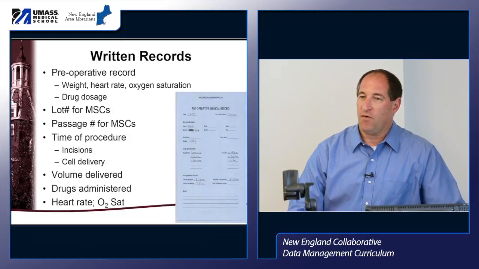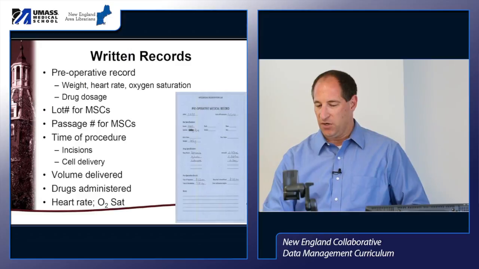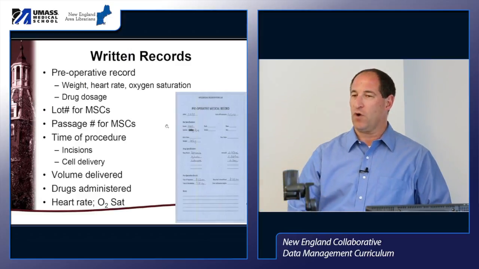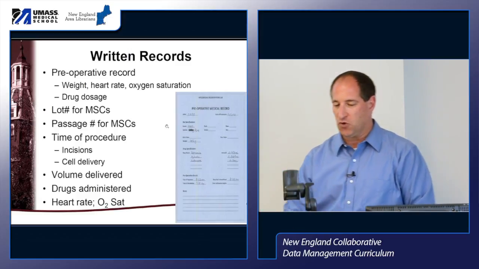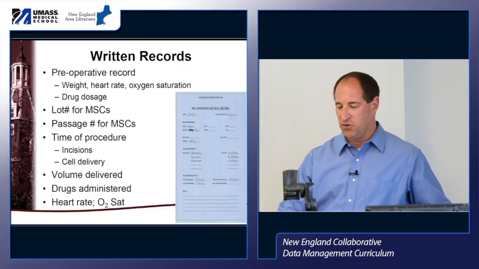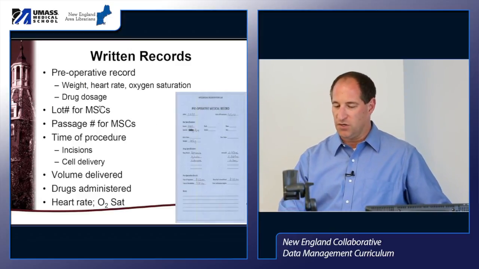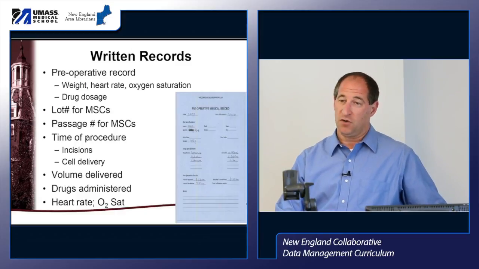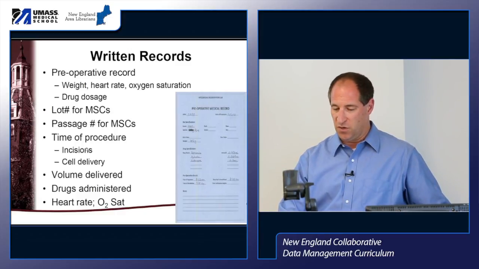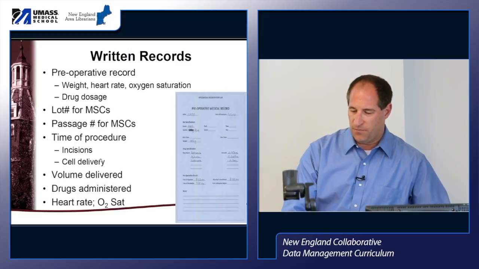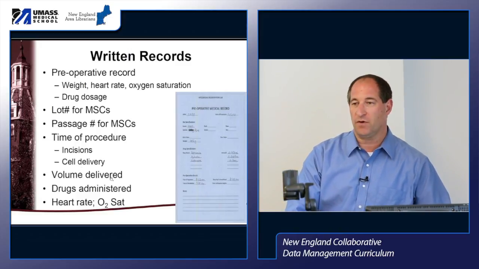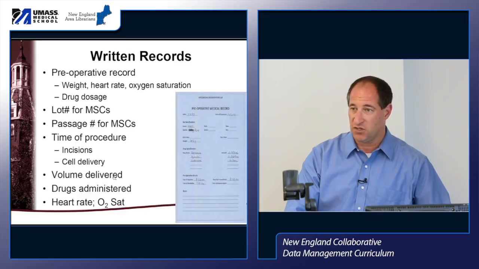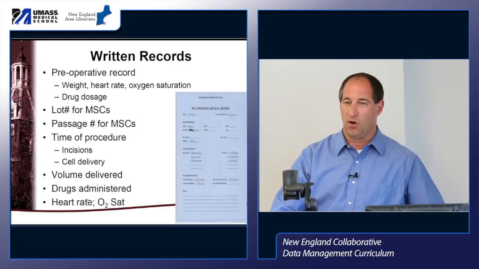In addition, we have written records. For example, here's a preoperative medical record for one of our rats, where we keep track of the weight, the heart rate, the oxygen saturation, the drugs that we've delivered, the dosages, the lot number for the cells that we delivered, the mesenchymal stem cells, the passage number, and the time of the procedure: when did we make the incision, when did we deliver the cells, when did we close. What volume did we deliver, and so this is volume for drugs, how much suture did we use, what drugs did we administer, and again, what is the heart rate and what is the oxygen saturation.